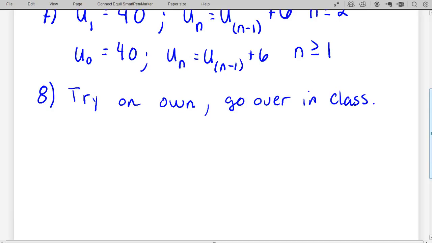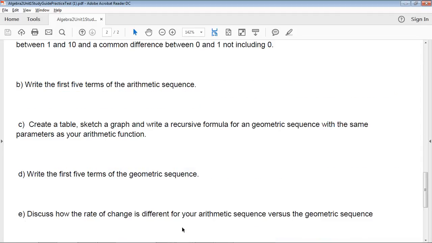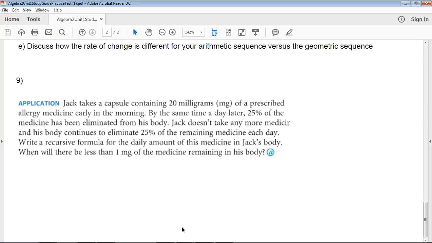Number 9, let's go over this, but I will tell you the question on the test is going to be harder than this one. So remind me in class before the test that we go over a harder version of this, but let's start with this. Jack takes a capsule containing 20 milligrams of a prescribed allergy medicine in the morning. 25% is gone a day later. He doesn't want any more medicine in his body and continues to eliminate 25% of the remaining medicine each day. Write a recursive formula for the daily amount of this medicine in Jack's body. When will there be less than 1 milligram?